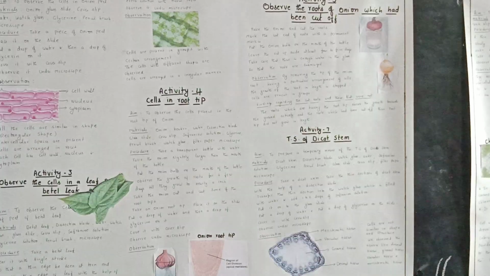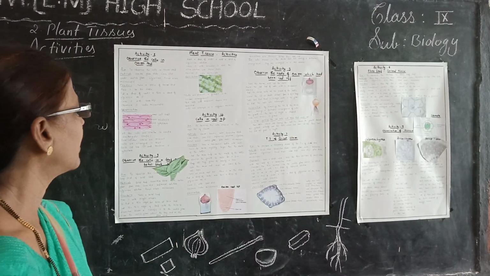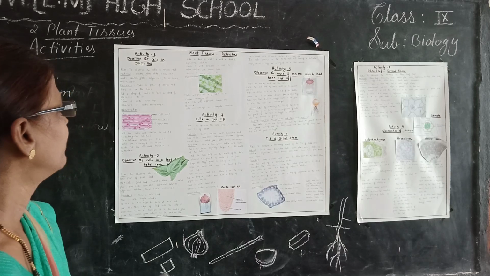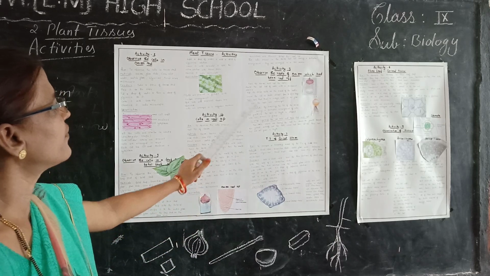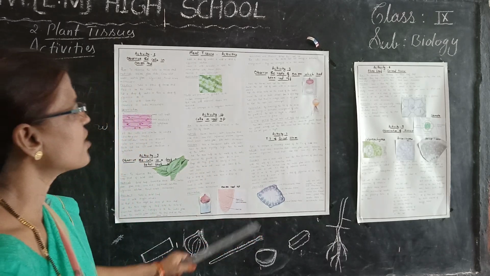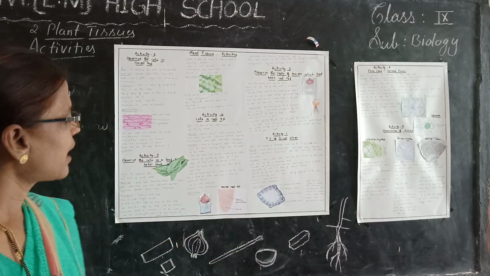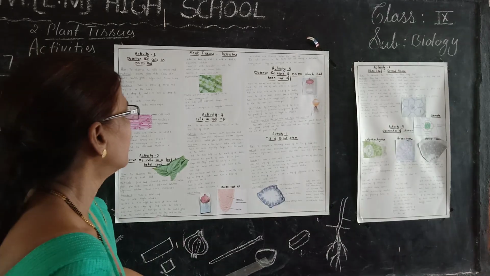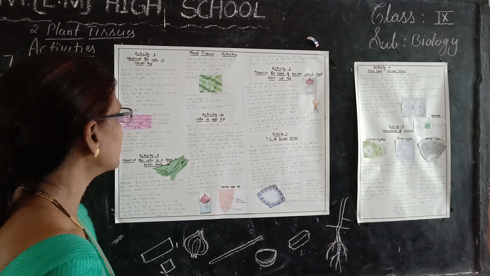Dissection blade, watch glass and water, saffron solution, glycerin, pencil brush, glass slide, cover slip, filter paper and microscope. Now you see the procedure of this activity. Take a dicot stem. Take the thin section of dicot stem with the help of a dissection blade. Transfer the thin section into the watch glass containing the water and add 1 to 2 drops of saffron solution.